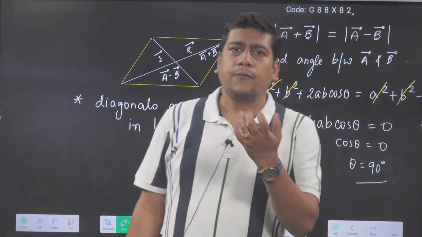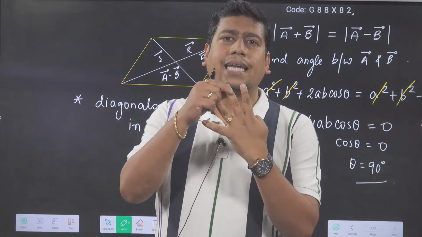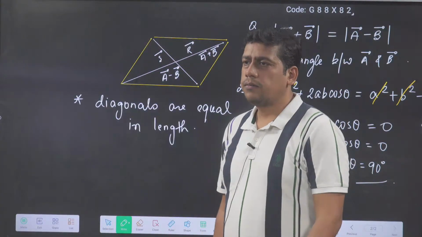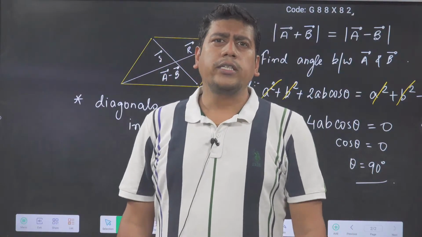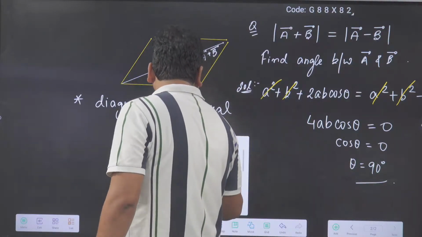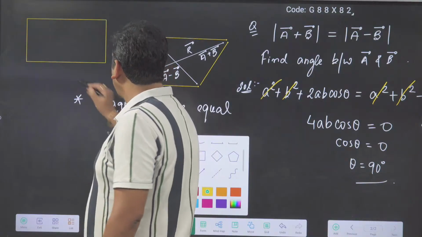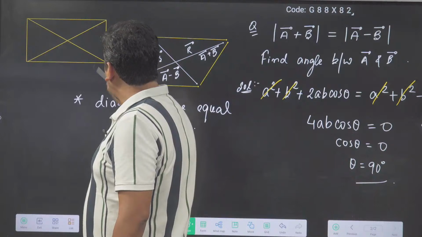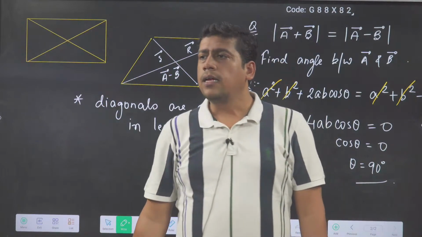See, normally there can be 4 types: normal parallelogram, rhombus, rectangle, and square. Not only a square, a rectangle also. In case of a rectangle, the diagonals are equal in length. In case of a rectangle also, the diagonals are equal in length.